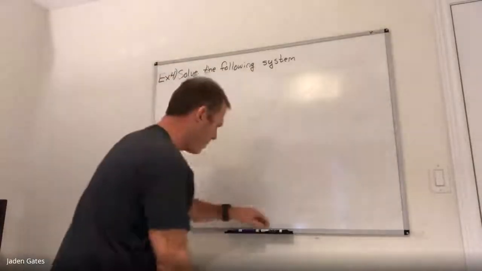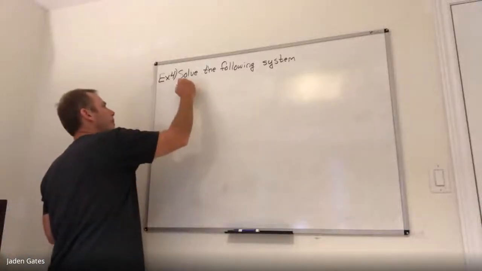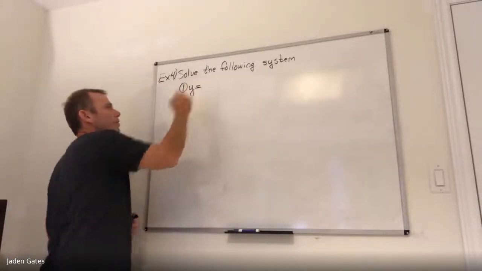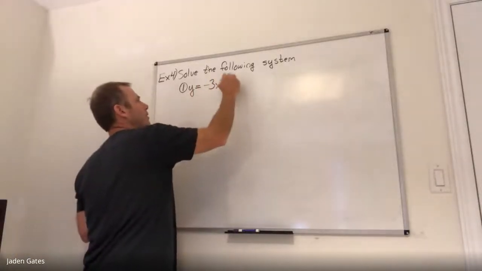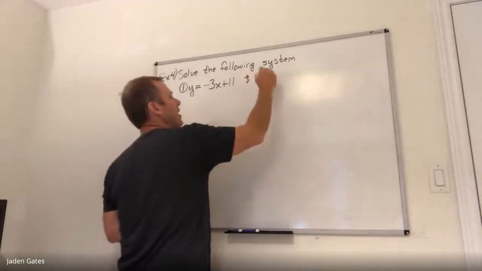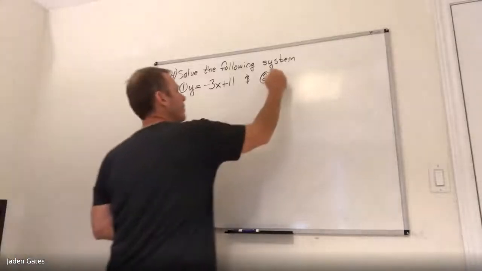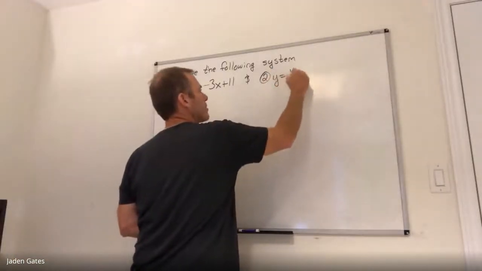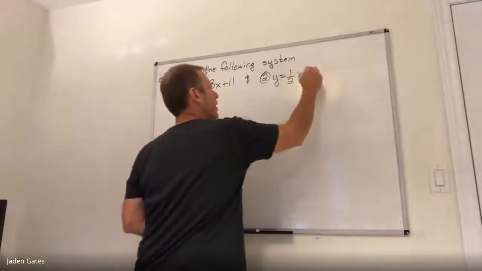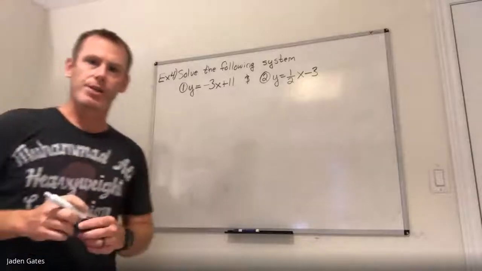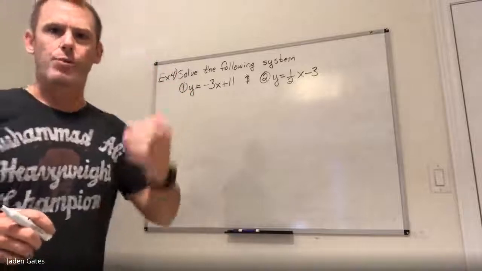All right, so our 2 equations. Number 1, we have y equals negative 3x plus 11. And our second line here is y equals 1/2 x minus 3. Now, the reason I have this as a second example is because there's a fraction there. That's why this one's tougher.